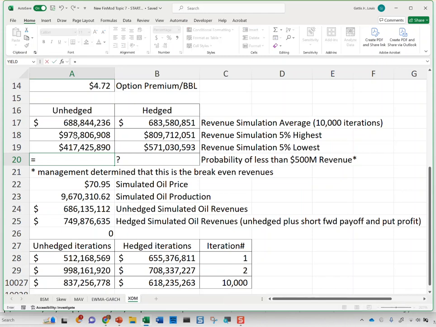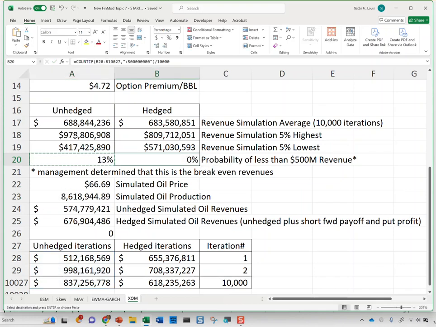So let's do COUNTIF, put in the array, comma, double quotes, less than 500 million. And that'll count how many observations are less than 500 million. I'll divide by 10,000. And it looks like there was a 13% chance in this case of having negative profits. Now, with the hedging scheme, there's a 0% chance. Well, maybe it's not zero. Let's add some zeros to this to see. No, it's a 0% chance. There's no observations less than $500 million.